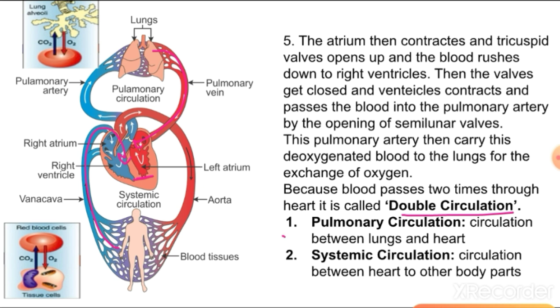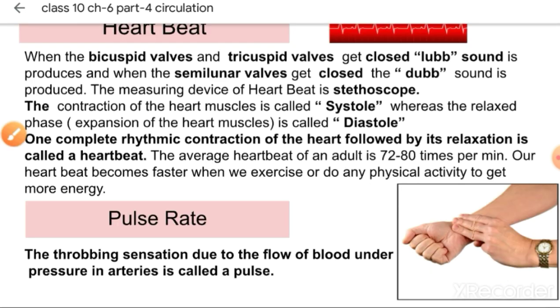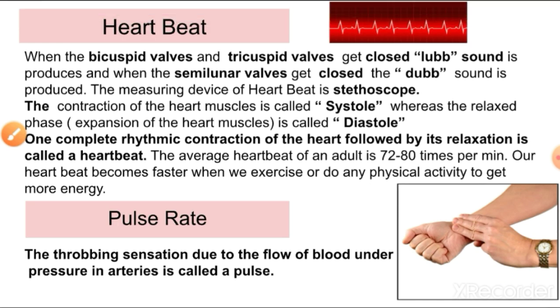The first one is known as pulmonary circulation. The circulation between the heart and lungs is known as pulmonary circulation. The second one is known as systemic circulation. The circulation between the heart and other body organs is known as systemic circulation. So this is how we have a double circulation.